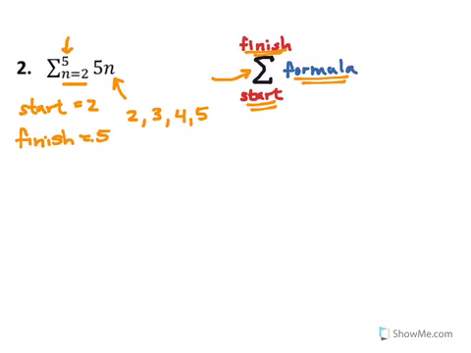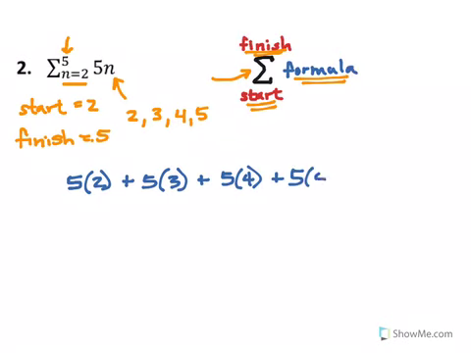So it looks something like this in expanded form. For 2, we would say the formula is 5 times n when n equals 2. And then we would add to that 5 times 3, when we plug in 3. And then we would add to that 5 times 4 when we plug in 4. And then add to that 5 times 5. And this is the expanded form of this notation.